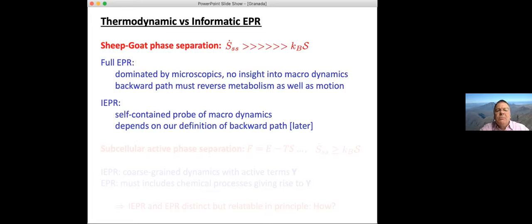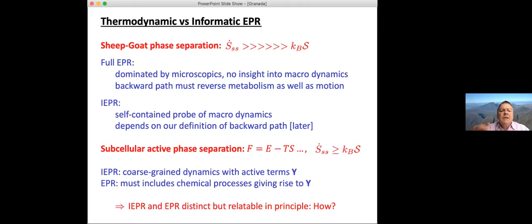But then it should be possible to do some kind of joining up exercise in the case where, for instance, I have an active system, which might be molecular motors or some kind of subcellular system, where I'm close enough to equilibrium to talk about a proper free energy. Then it's clear that if I have some coarse-grained description of it, the full heat production has to be bigger than the informatic part. We'll have explicit examples of that later on. But it could be close enough that the two things are interesting to actually compare, rather than just say, well, this is, you know, infinitely different.